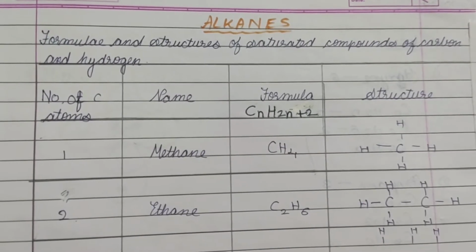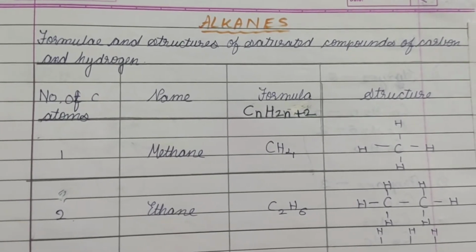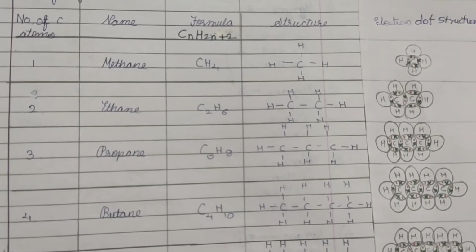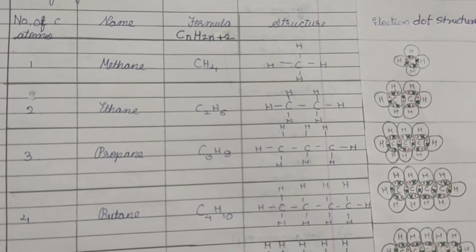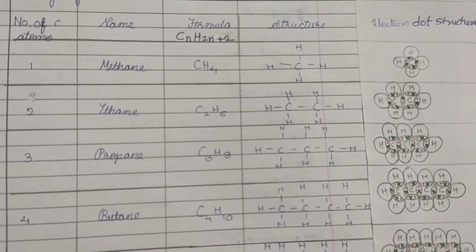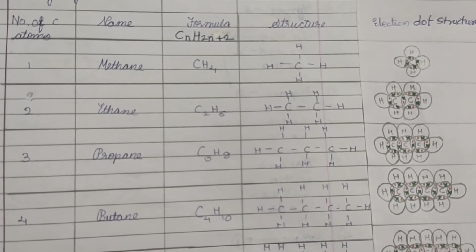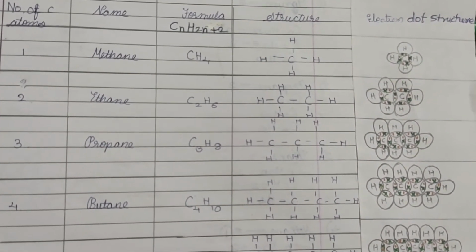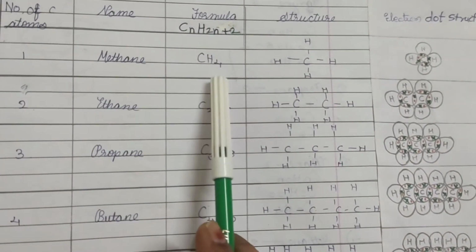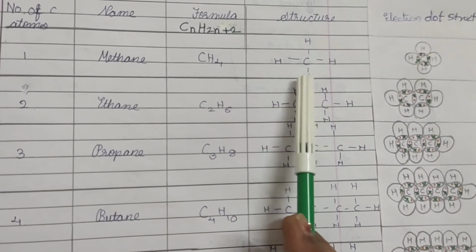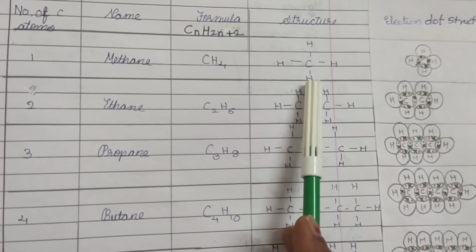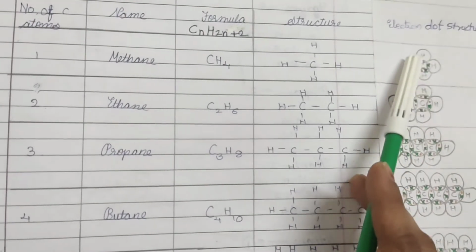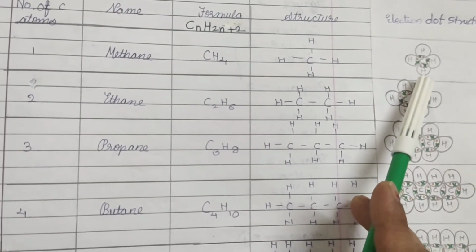So let us start with the formula and structure of saturated compounds of carbon and hydrogen, alkanes. Let us see the table. First column is number of carbon atoms, names of the compound, formula CnH2n+2, and the structure and electron dot structure. First, methane. Formula is CH4. In methane, carbon is bonded with the 4 hydrogen with a single bond. That means here 4 electrons of carbon are shared with the 4 electrons of hydrogen.